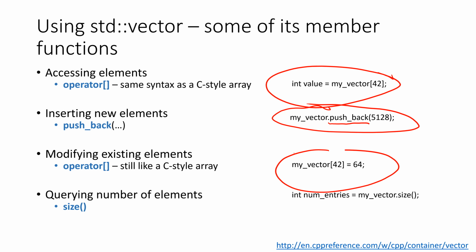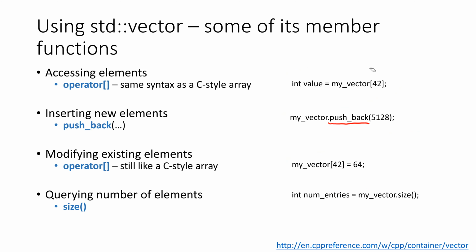I can modify entries in the vector, and this is again just like an array. So here I'm saying take index 42 and put number 64 in it. And a vector is a little more convenient than an array because it knows its size. When you have dynamically allocated arrays, you've probably noticed in your code that you usually have to keep a counter of how big it is in another variable. A vector stores that internally. So I can call the member function .size, and it'll return how many elements are in the vector. So that's convenient.